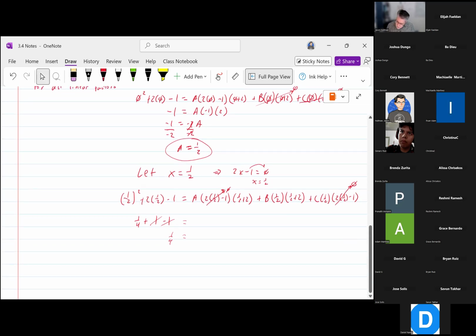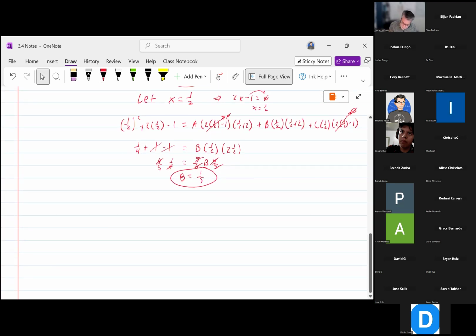Okay, and so we end up with b times 1/2 plus 2 and 1/2. So 1/2 times 2 and 1/2, which is 5/2. So this is 5/2 times 1/2, which is 5/4. I'm going to multiply both sides by 4/5. And that's going to give me b equaling 1/5. So now we have b is 1/5.